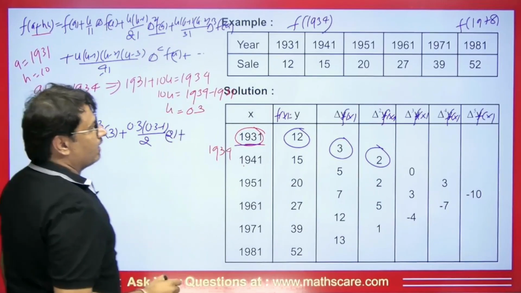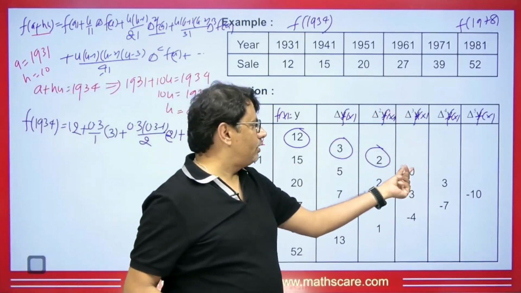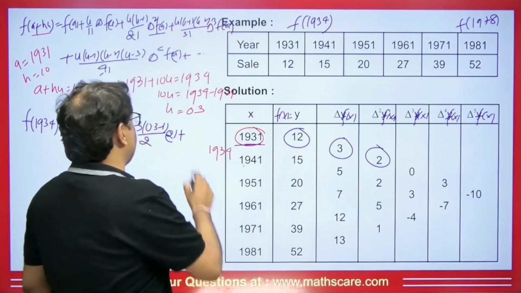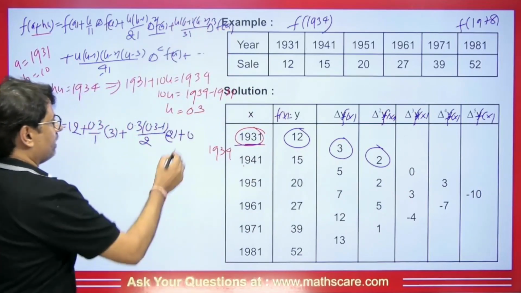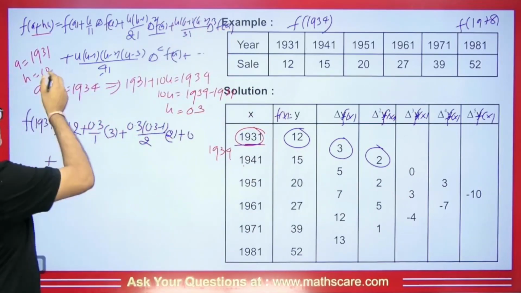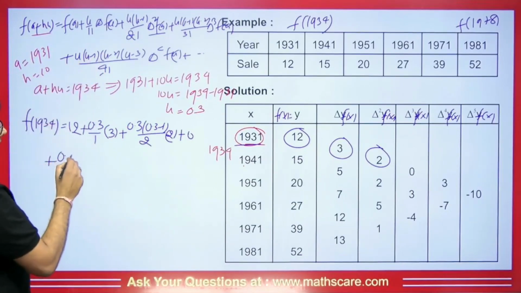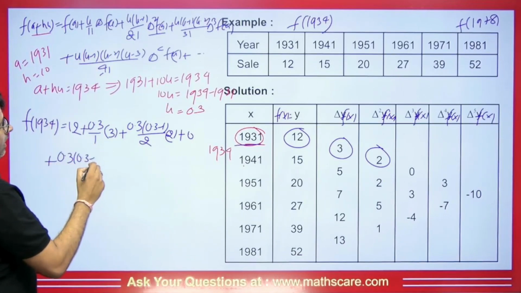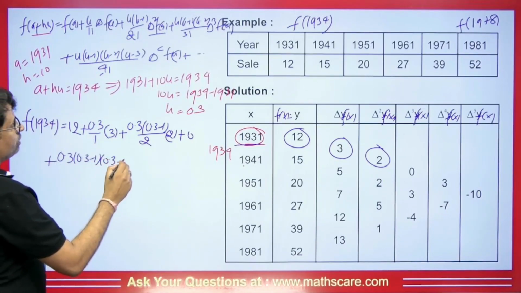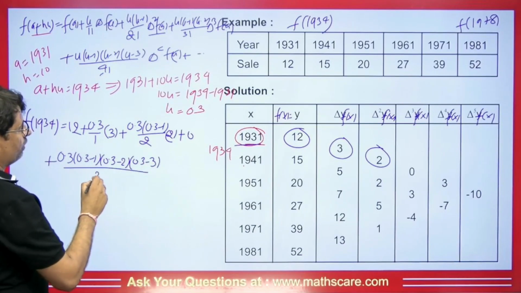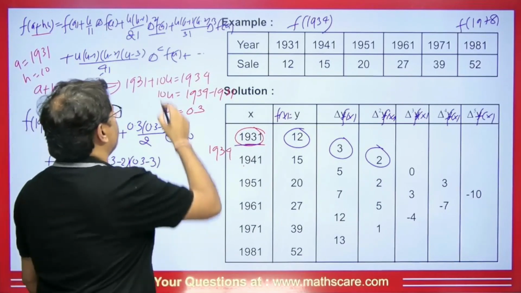Next plus, next we have del cube f, but the value of del cube is 0, so ultimately for any value, it will come out to be 0. So this is what we have here. It will become 0. Next, now we have to write the value of this. This value is 0.3, and this will be 0.3 minus 1, 0.3 minus 2 and 0.3 minus 3, divided by 4 factorial, means 24, into del 4 f(a).